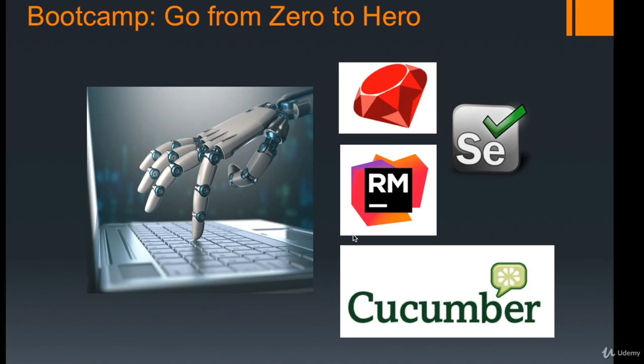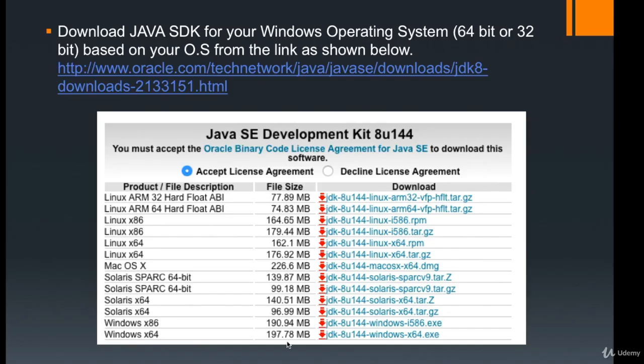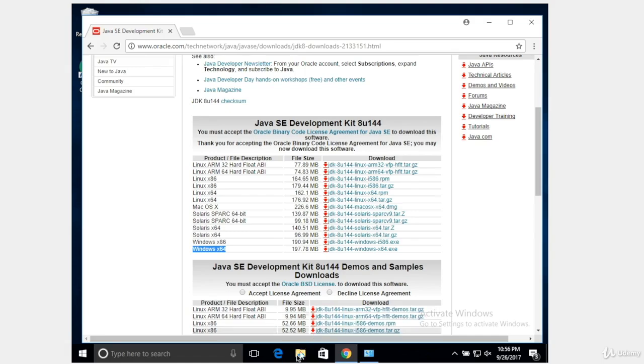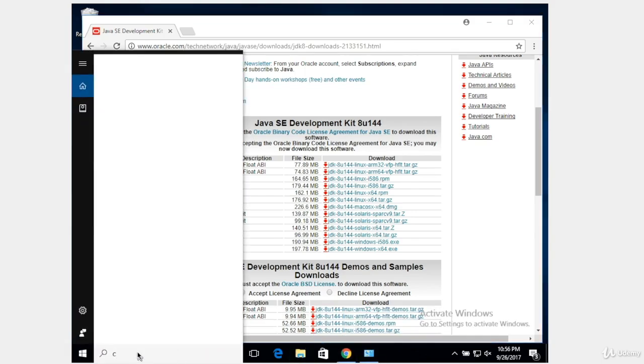Now let's go back to our presentation. The first thing we did was install this Java SDK for our operating system. We clicked the 64-bit one. The next thing we need to do is verify that Java is installed properly by typing in the command line. If you type java -version, it should give you the version of Java that you've just installed. So I'm going to go back to our virtual machine and type cmd, which is the command prompt.